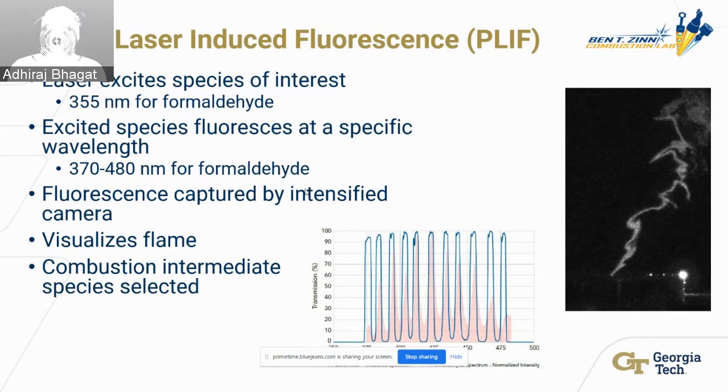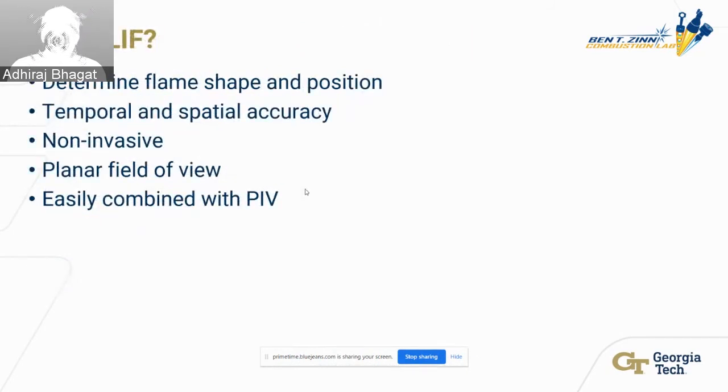This is an image that we captured while running our experiment. And as you can see, that's a pretty turbulent flame. So why PLIF? PLIF obviously helps us achieve our objective and determine the flame shape as well as the position at the same time. It's got great temporal and spatial accuracy. It's again non-invasive. ThermoPIV needs seed particles. PLIF doesn't even need that, so it's even better. And it has a planar field of view as we want, and it can easily be combined with PIV. So we could take measurements using both methods at the same time.